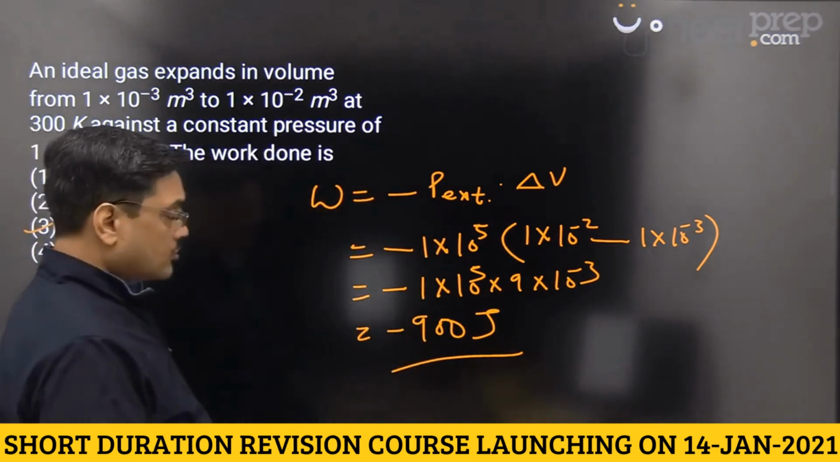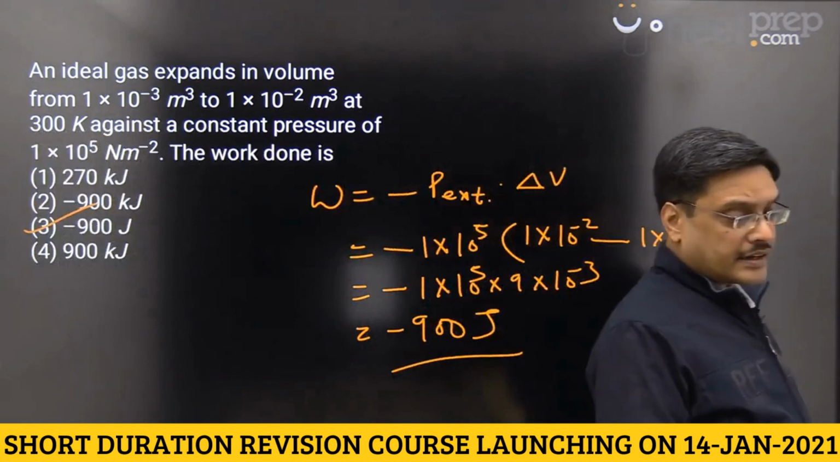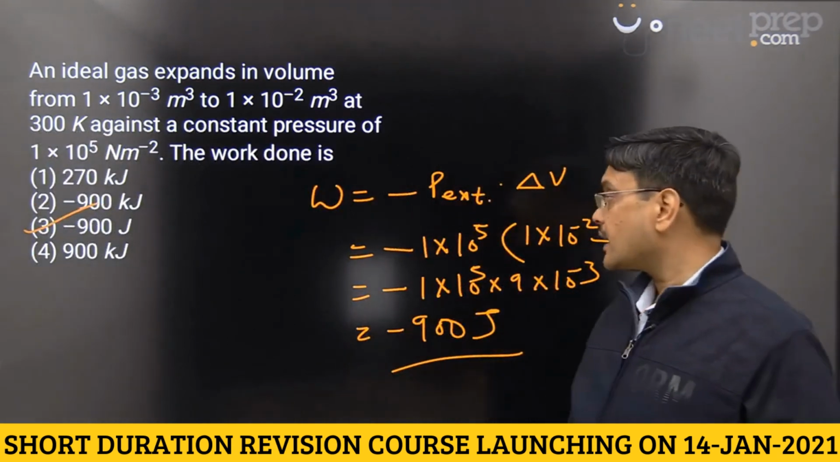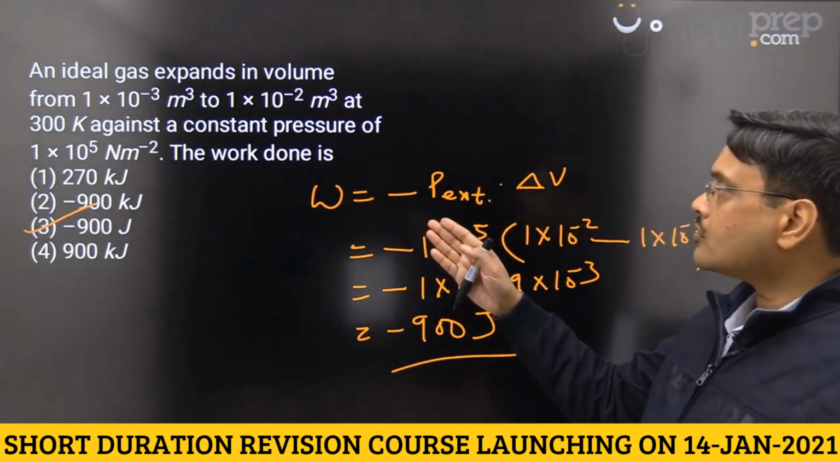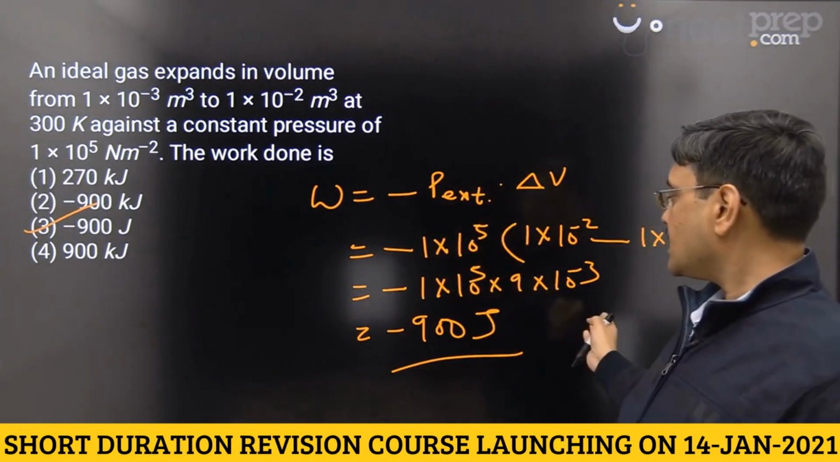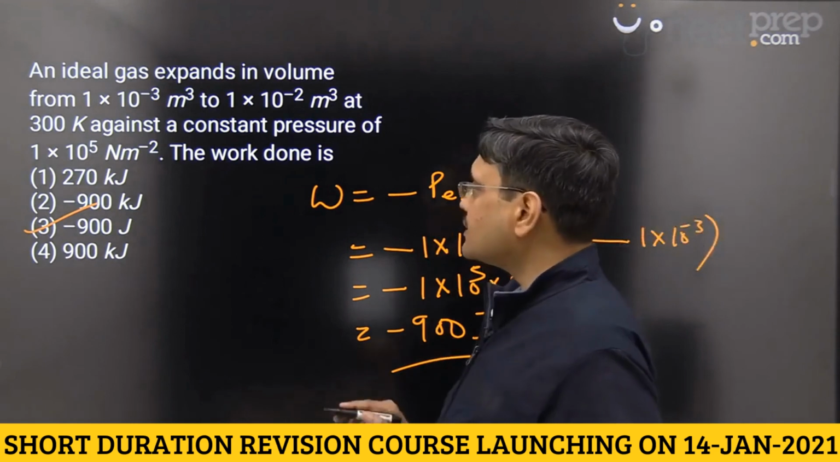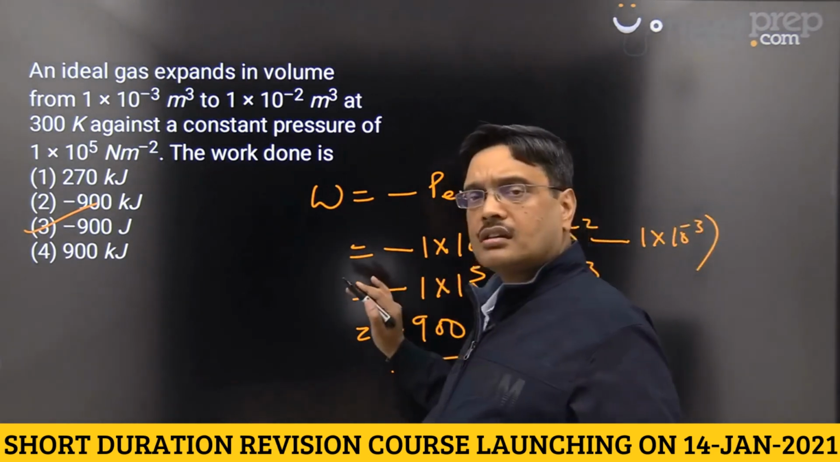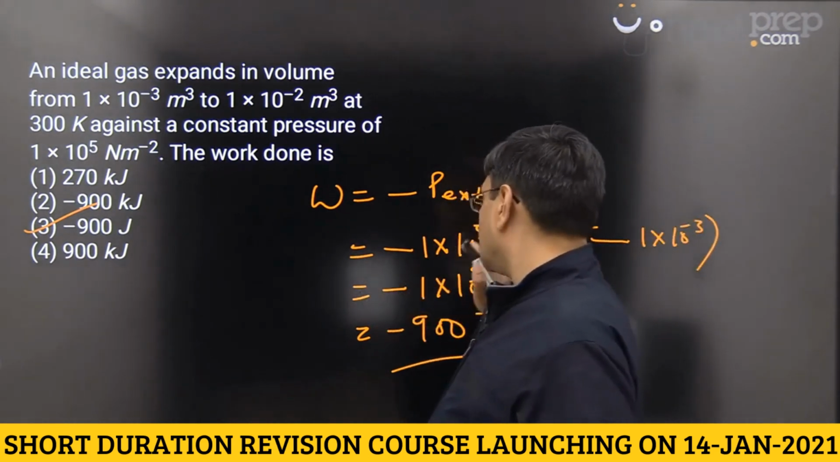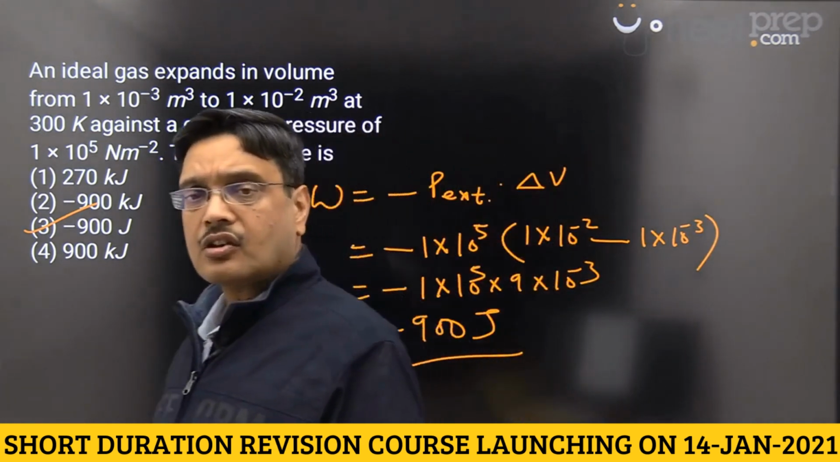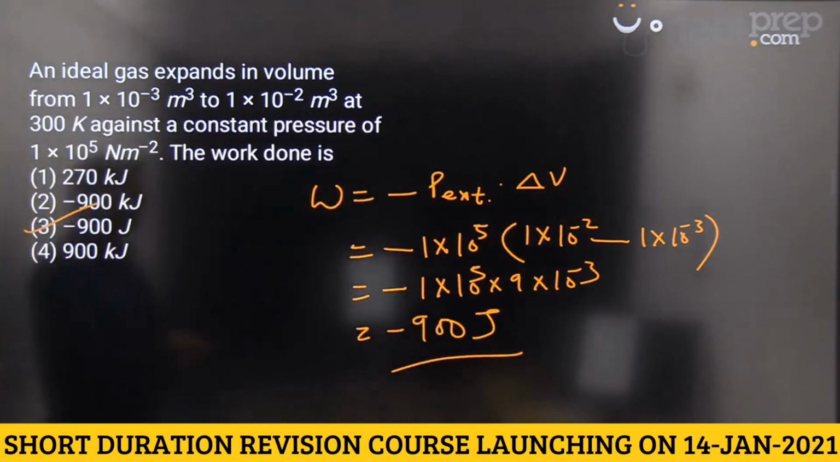Third is the answer, not kilojoule. 900 joule is the correct answer, because Newton per meter square and meter cube, it is equal to the joule. So it is minus 900 joule. No need for the conversion. It is already present in the joule. So is it clear?